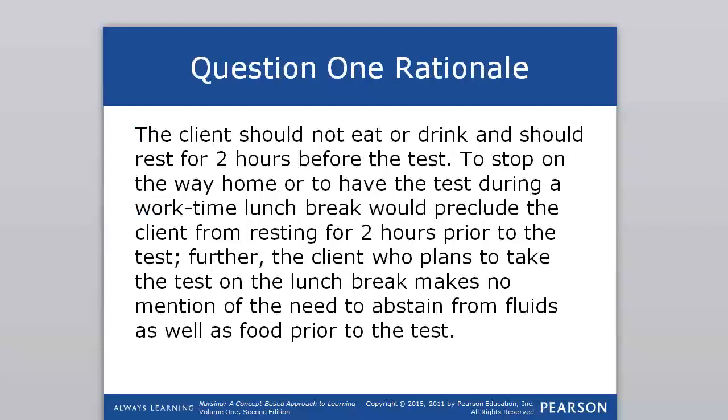And the rationale behind that is the client should not eat or drink and should rest for 2 hours before the test. To stop on the way home or to have the test during a work lunch break would preclude the client from resting for 2 hours prior to the test. Further, the client who plans to take the test on the lunch break makes no mention of the need to abstain from fluids as well as food prior to the test. All right.